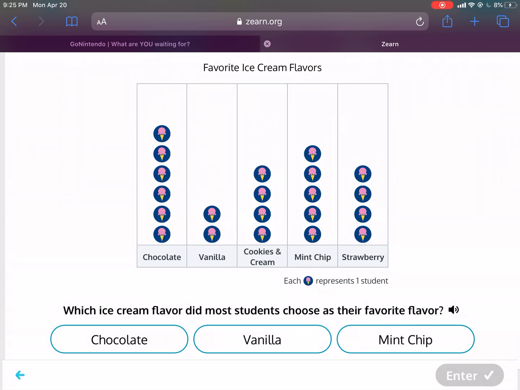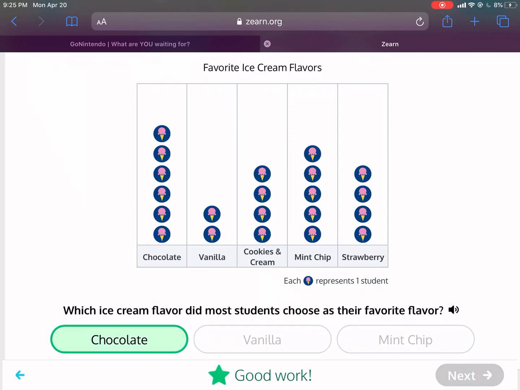Which ice cream flavor did most students choose as their favorite flavor? We know that each ice cream cone represents one student, and we can just look at the tallest tower of ice cream cones to find out which flavor students chose as their favorite. Chocolate is the most popular flavor.